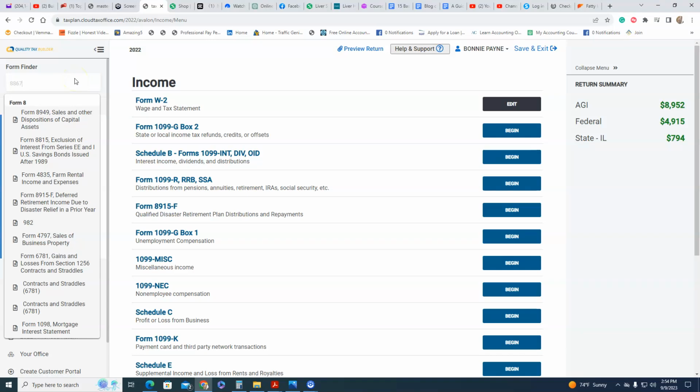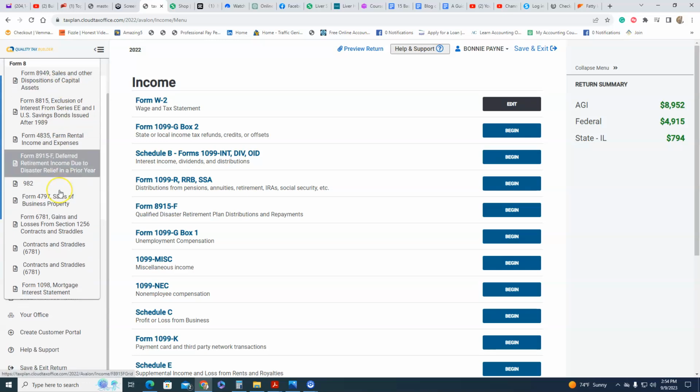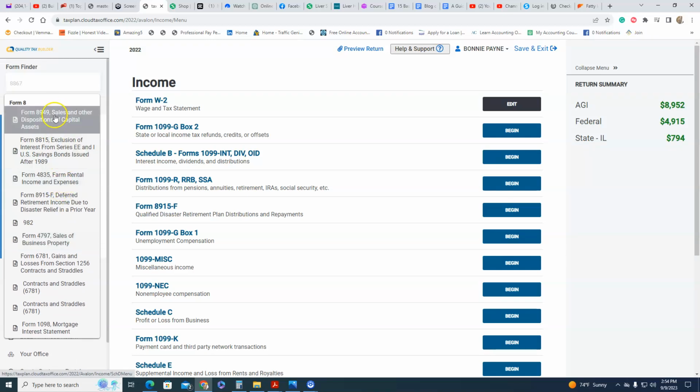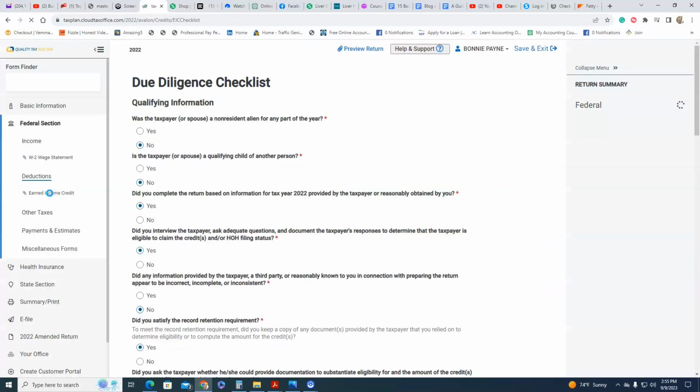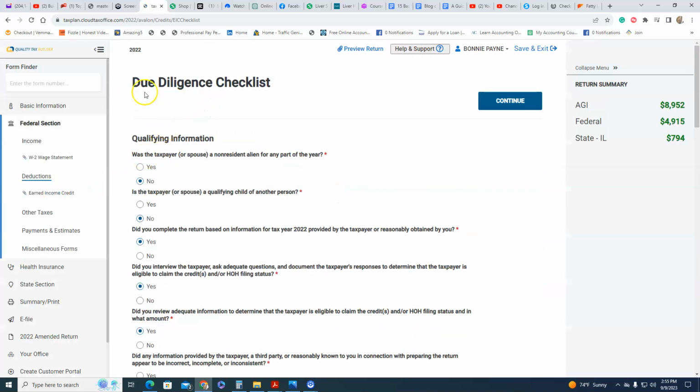And then from there, I choose the form. So in putting in 8867, for some reason, the form is not popping up based on the form number. So if the form won't come up by number, another aspect is simply going to the section that will show you how to get there. So earned income credit is how you get to that. So due diligence checklist is just how we fill it out.